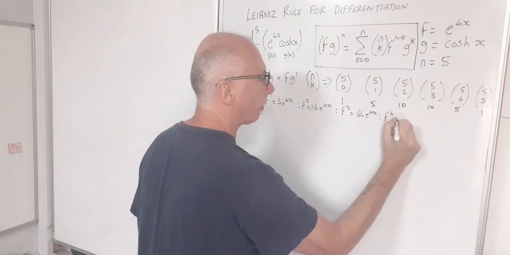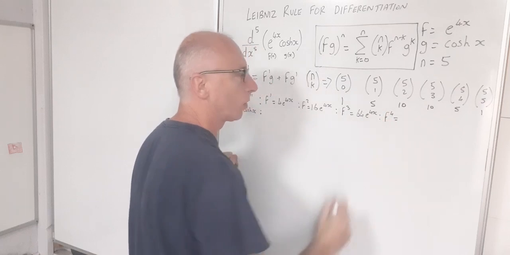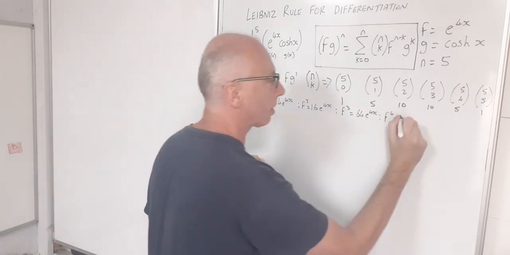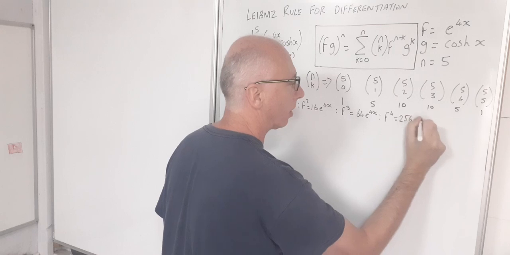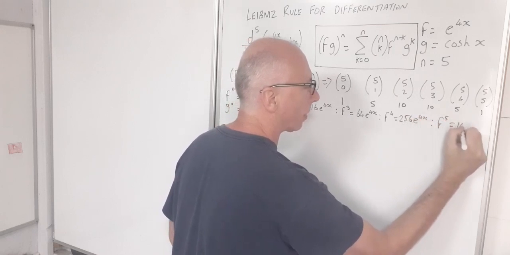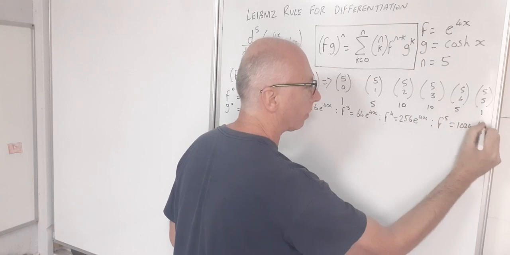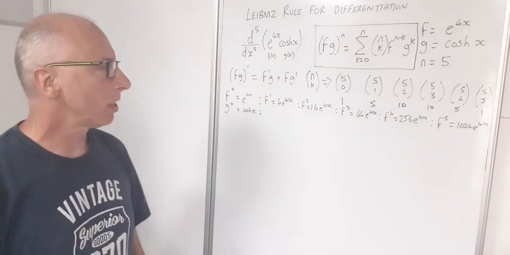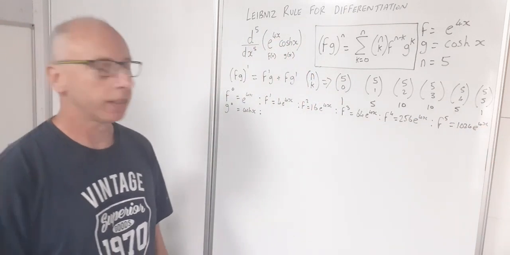Fourth derivative, that's 64 times 4 is 256. And the fifth derivative is 1024e to the 4x. So that's reasonable for us to work out.